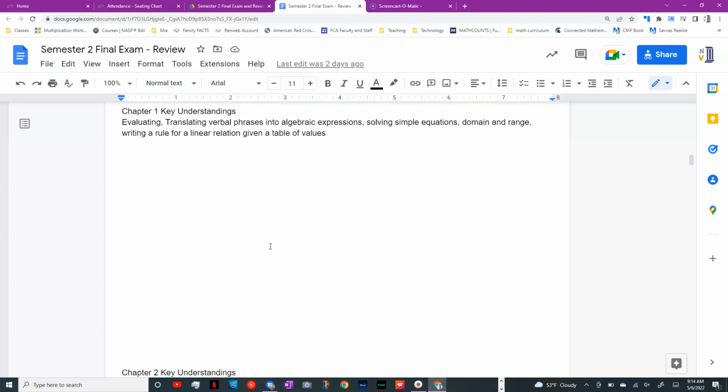And I'll print out the other packet. It looks very similar to this, but the other one is just where all your solutions go.